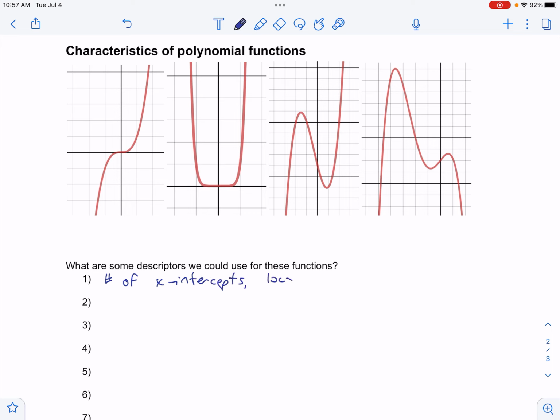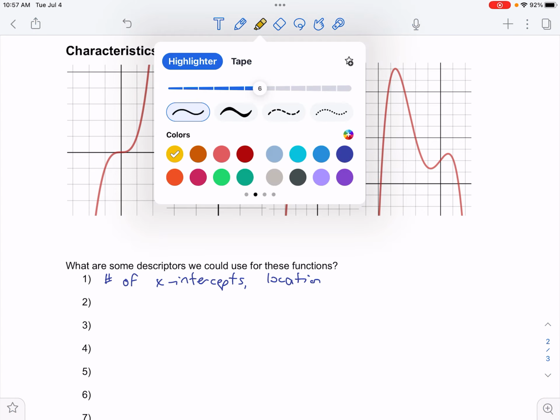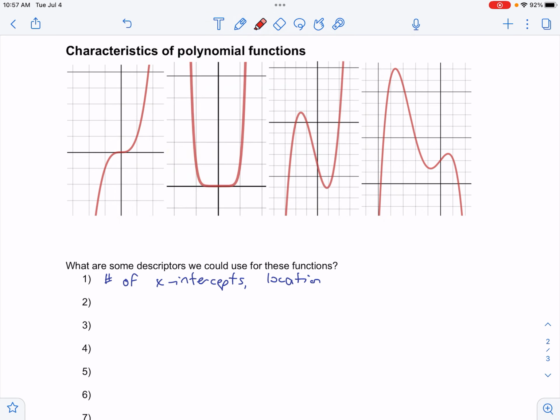And then their location. So you can see, for example, like on our second polynomial here, he's got only 2 x-intercepts, whereas the third one there's got 3 x-intercepts. Let me actually highlight these so we can see better.